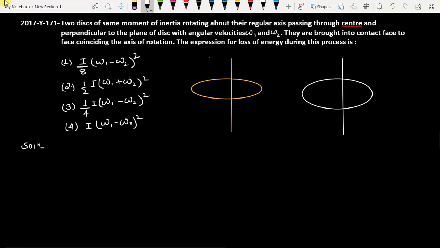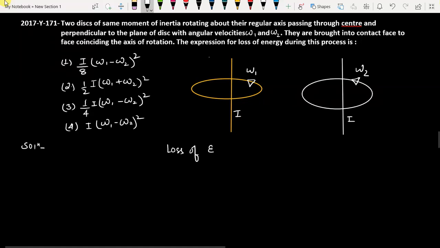Okay, now let's say this is rotating with angular speed omega 1, which is given in the question, and this is rotating with angular speed omega 2, that is given in the question, right? About the moment of inertia, it is mentioned that they have same moment of inertia, so let's say that is I. Now we have to find out what is going to be the loss of energy when they are brought into contact face to face and the axes of rotation coincide. So in that case we have to find out the loss of energy.